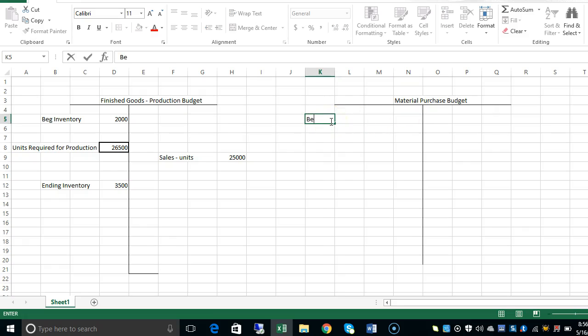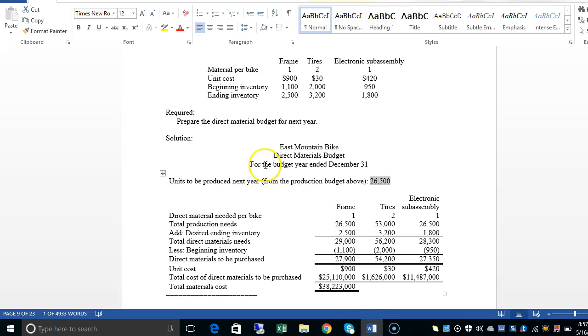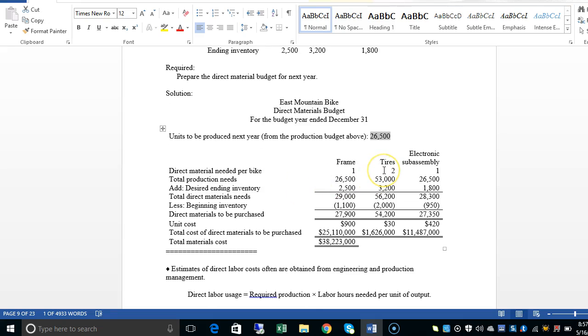And we have beginning inventory. We have our purchases as a debit. We have our ending inventory. And we have our units required for production. We know that number is 26.5, but these are in units. The problem then tells us that units to be produced next year is 26.5. So we know we need 2 tires.